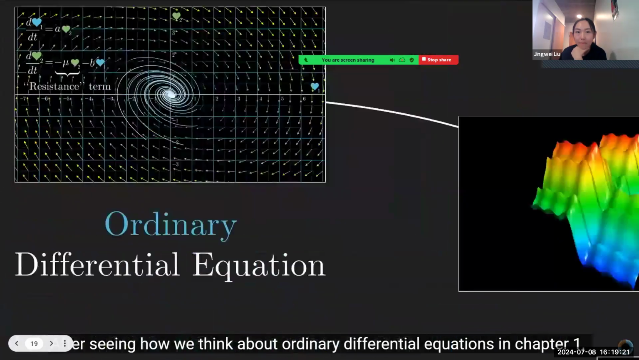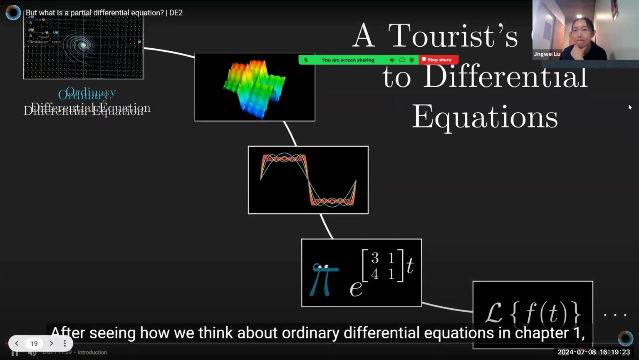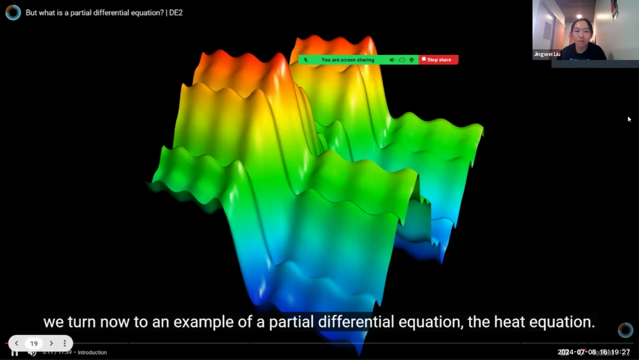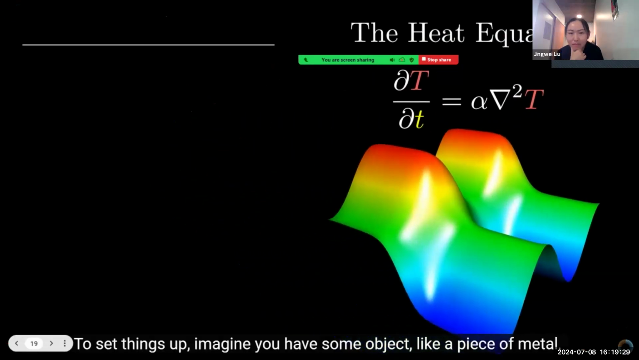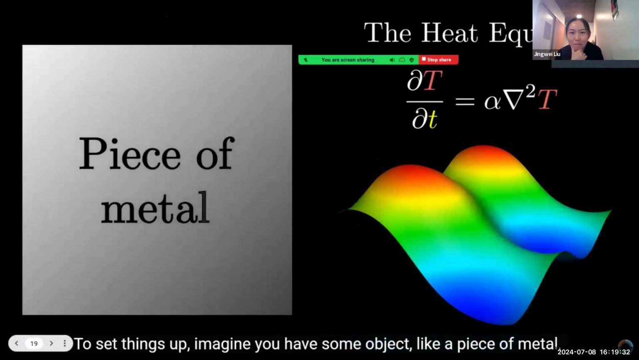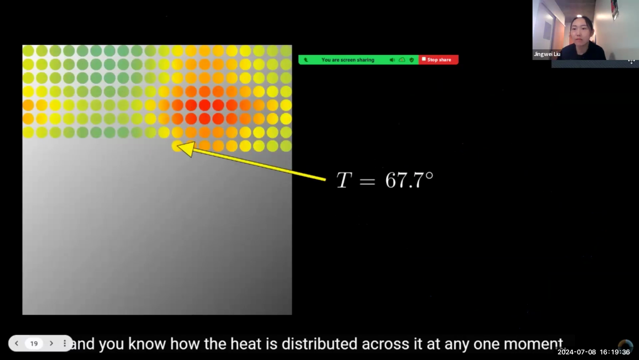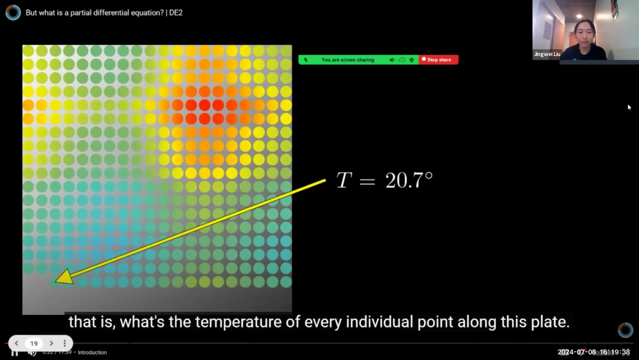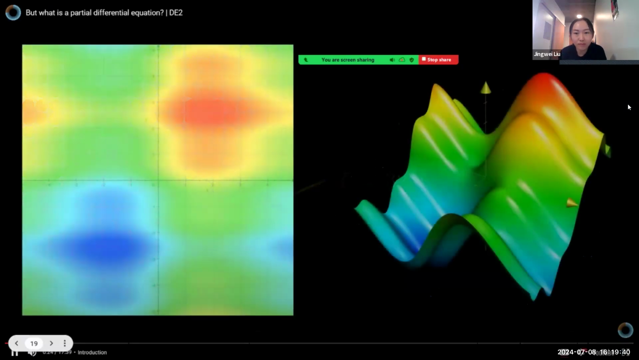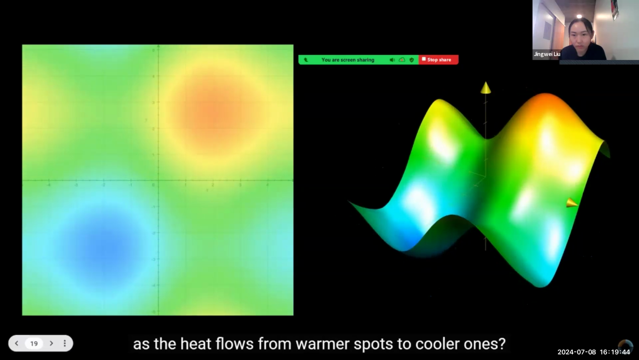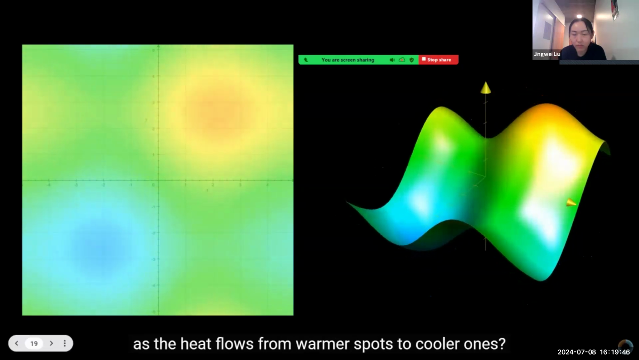After seeing how we think about ordinary differential equations in Chapter 1, we turn now to an example of a partial differential equation, the heat equation. To set things up, imagine you have some object, like a piece of metal, and you know how the heat is distributed across it at any one moment. That is, what's the temperature of every individual point along this plate? The question is, how will this distribution change over time as the heat flows from warmer spots to cooler ones?